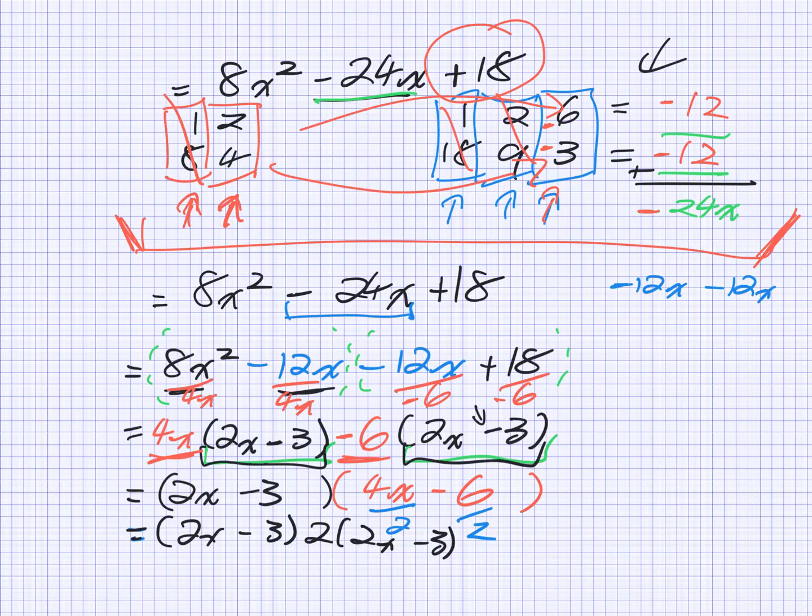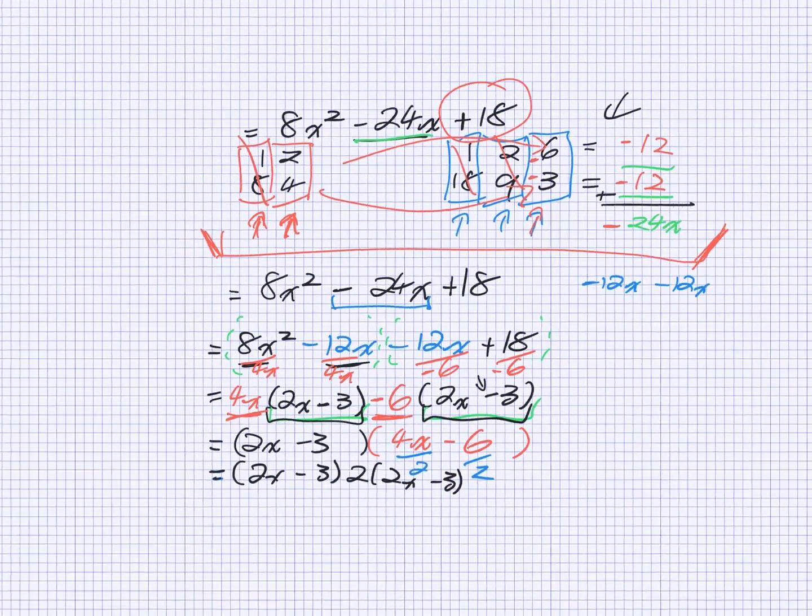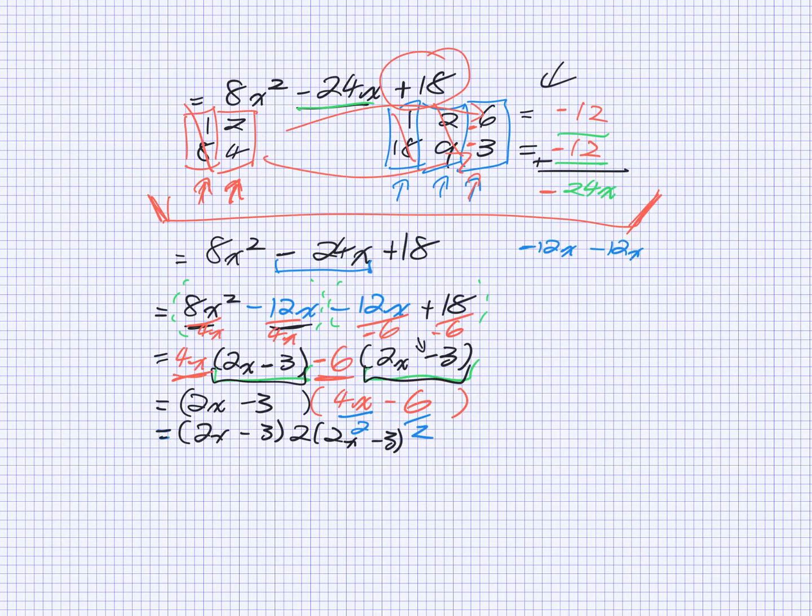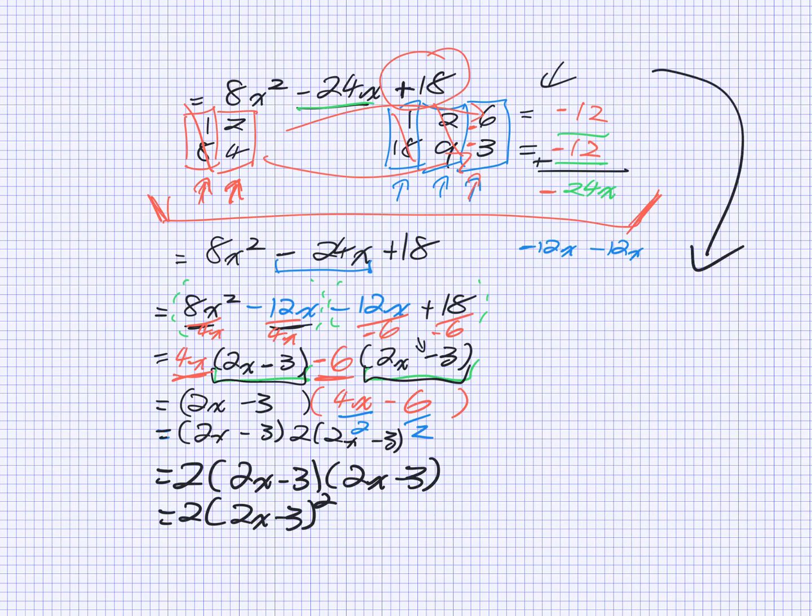Let's shrink this a little. There we go. What's nice about that is we get the number 2 on the outside, and 2x minus 3, 2x minus 3. Because those are the same, we get 2 times 2x minus 3 squared. That's another way of factoring. Technically, this method would have worked because that would have been positive. These two negatives worked, and I'll just show you the end result of that.